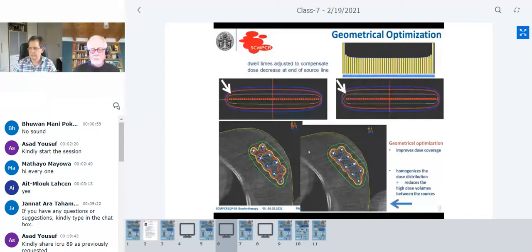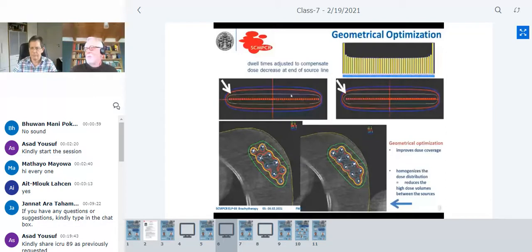Okay, a few words about geometrical optimization. I said you can use this after you have, or before you have, set point A as reference point for the dose rate. What geometrical optimization does is it actually smoothes the dose distribution a bit. It adjusts the dwell times so that they compensate for dose coming from other dwell positions. I'll show you this in the next slide. It modulates the dwell positions that you see up here in this bar graph for different source positions.